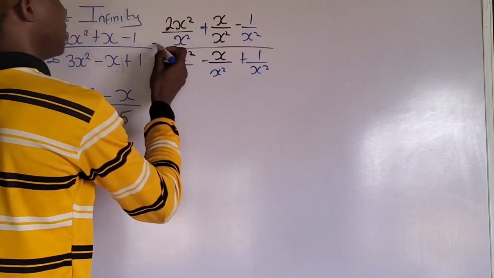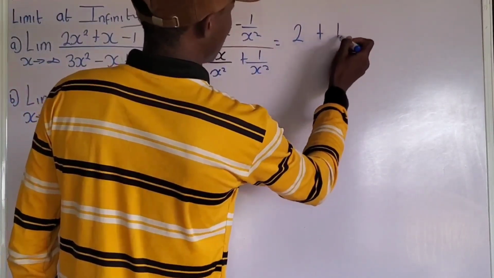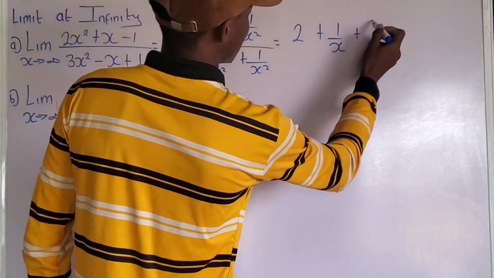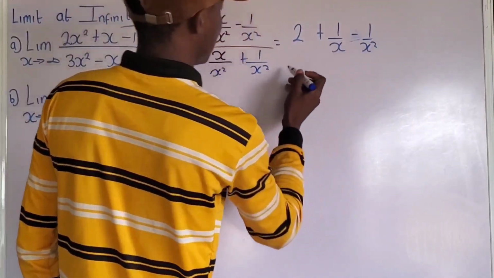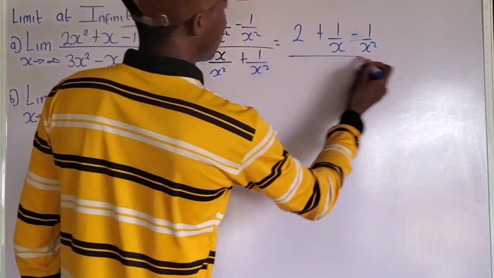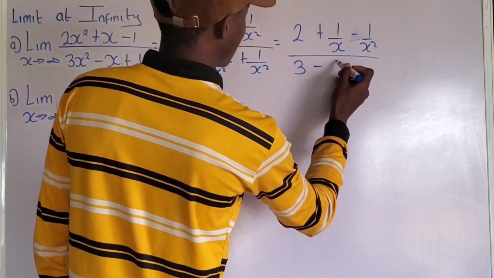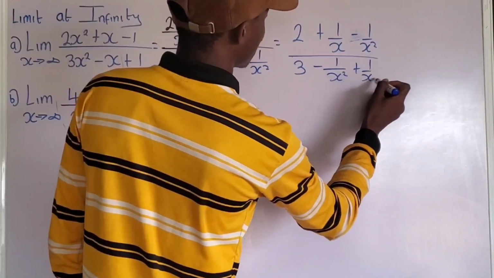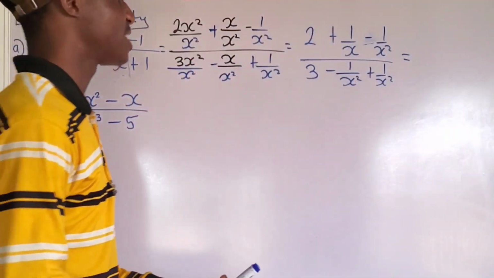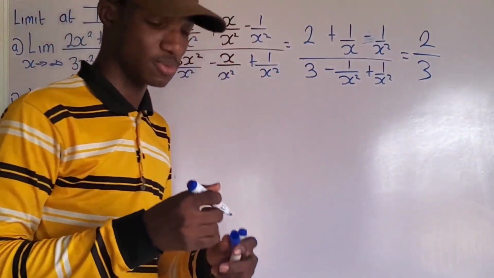Okay, now for this we're going to have 2, plus 1 over x, minus 1 over x squared, all over 3 minus 1 over x plus 1 over x squared. Now, the final answer to this question will be 2 all over 3. I'm going to explain. Just pay attention.